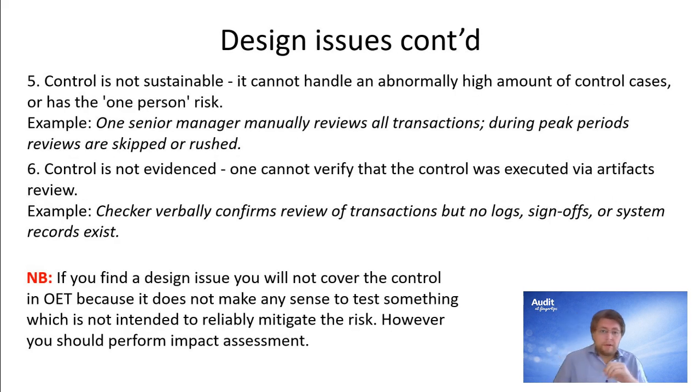And a couple of others. First one is control not sustainable. It means control will not be able to remain effective in extreme situations, like when we have a sudden spike of transactions, and the person who is reviewing them manually may not be able to cope with that amount of transactions. Or, for instance, one person risk, when a single person is responsible for the control and nobody is backing this person up. In that case, if the person who is doing the control is off sick, how is the process going to work?